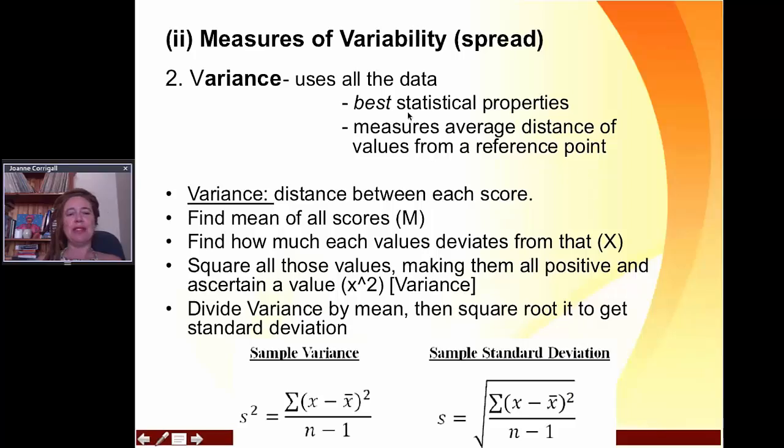This measure of spread is called variance. It uses all of the data and it measures the average distance of values from a reference point. First of all, you would start by finding the mean of all the scores, and then you would find out how much each value deviates from that mean. So that's the reference point they're talking about here. You square all of those values, making them all positive, and then you ascertain the variance. So let's have a look at what that looks like.